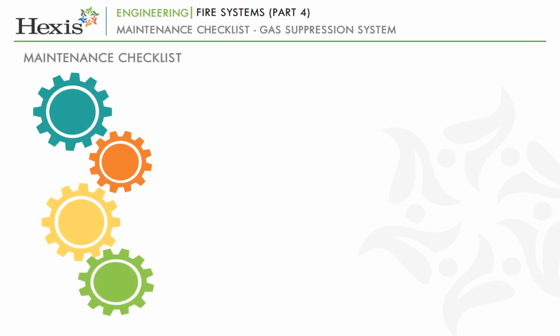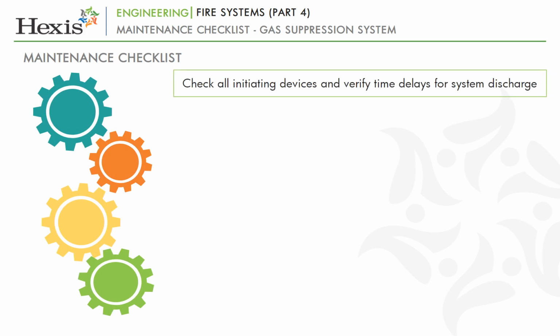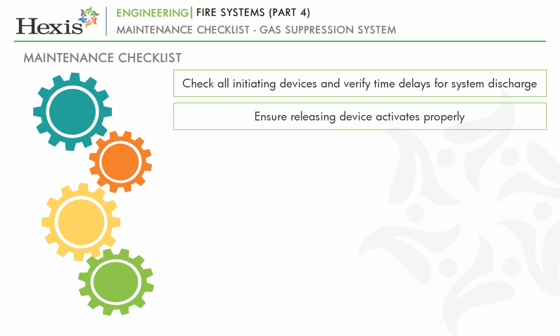Now let's look at the maintenance checklist for gas suppression systems. The list below represents the key steps while inspecting a typical clean agent system. Check all initiating devices and verify time delays for system discharge. Ensure releasing device activates properly.